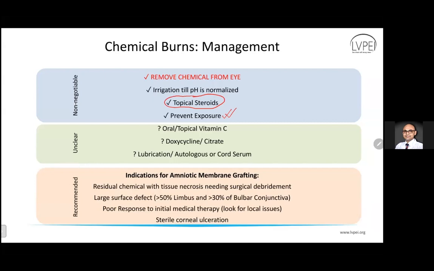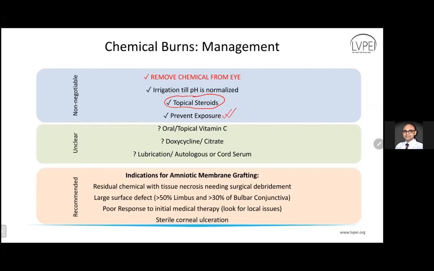So if there is residual chemical with tissue necrosis which needs surgical debridement, and you're taking the patient up for surgery anyway, please go ahead and do amniotic membrane grafting as well. If you have a very large defect, like I said, grade 5, grade 6 defect, then our threshold for doing amniotic membrane grafting is lower in those cases. It is not that every grade 5, grade 6 burn will require amniotic membrane grafting, but there your threshold is lower. I would recommend that a good irrigation and medical therapy should be started, and then the patient should be reviewed.